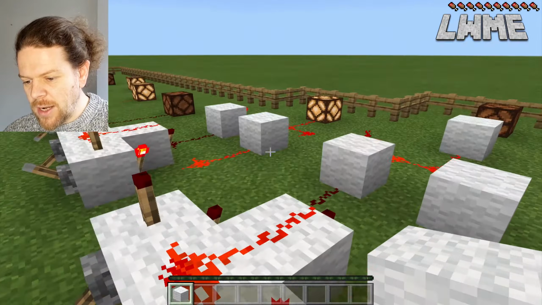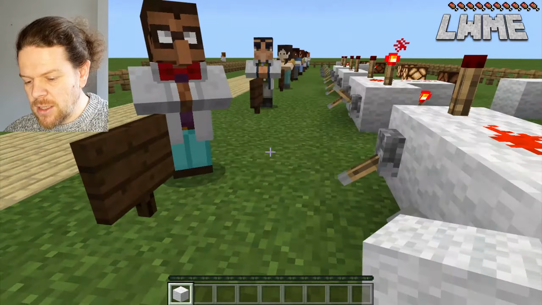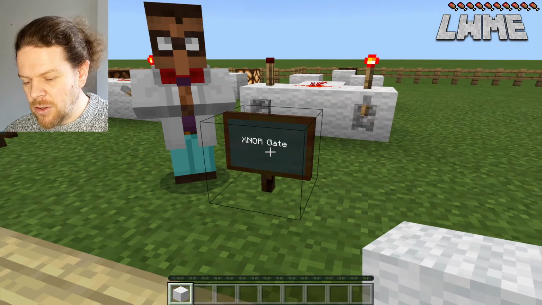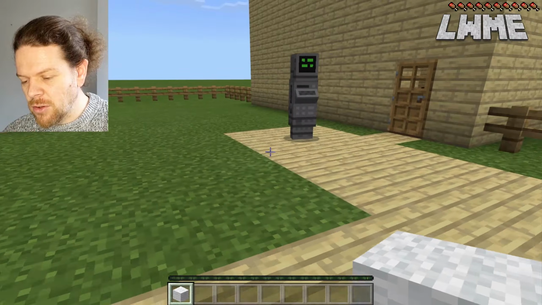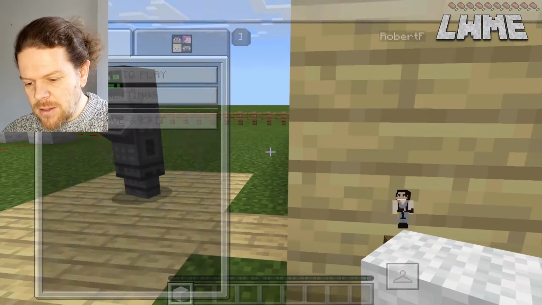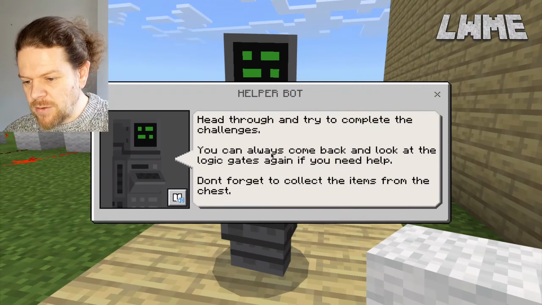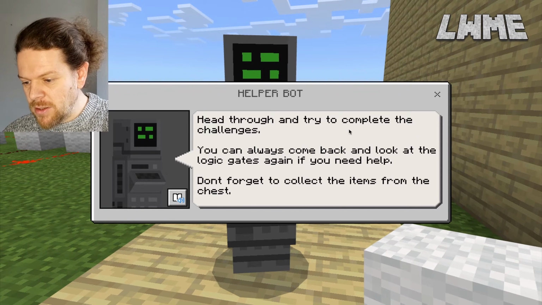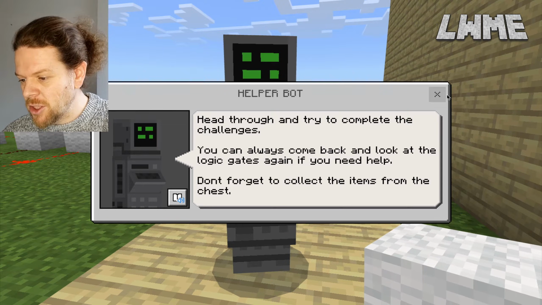Now the idea of this is that your students take a good walk around and look to see what the levers do and how it's affected on the output. They read what the scientists have to say. They look at the boards and read those and have a good look. And then the next thing they do is have a chat to the helper bot here. Go through and try and complete the challenges. You can always come back and look at the logic gates again if you need help. Don't forget to collect the items from the chest.